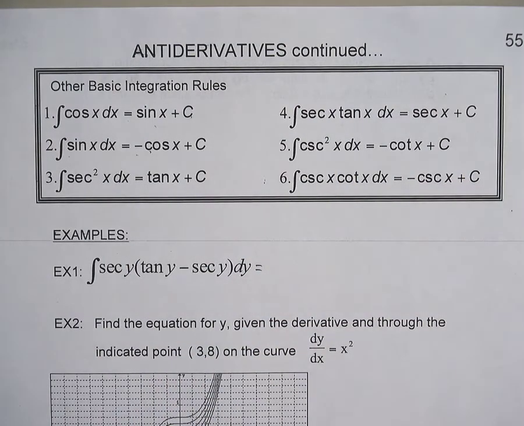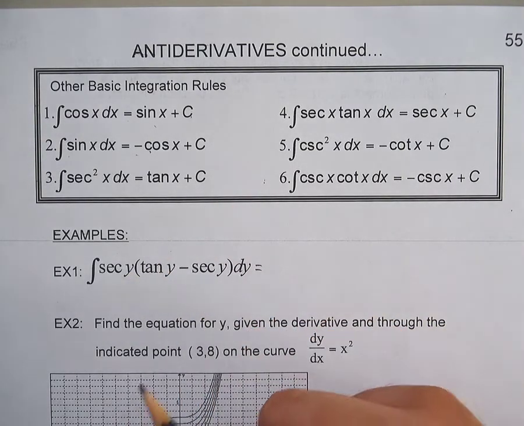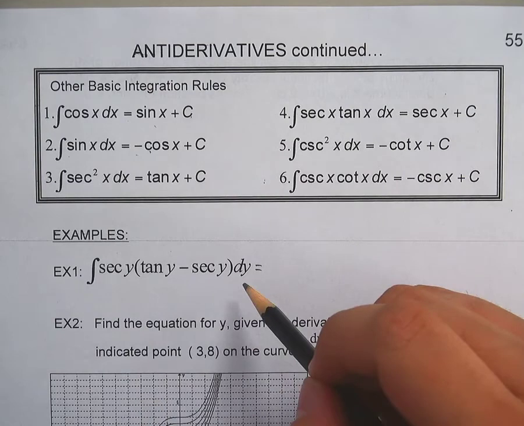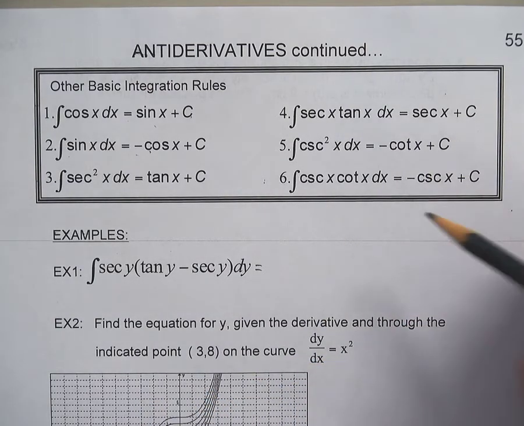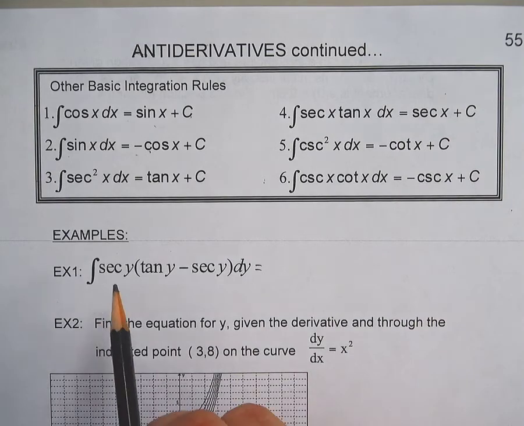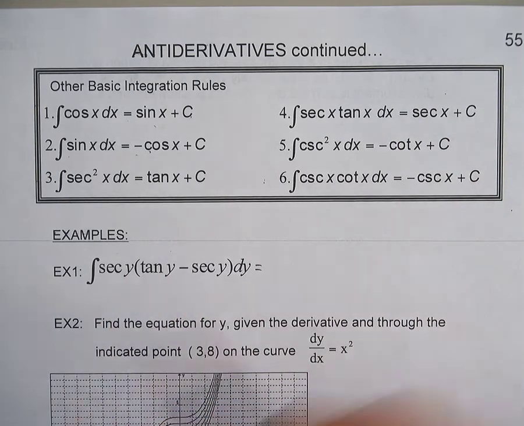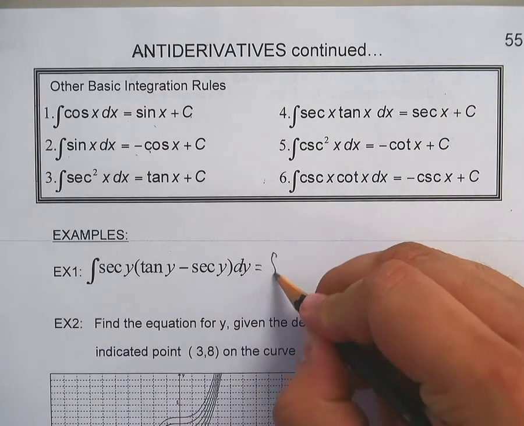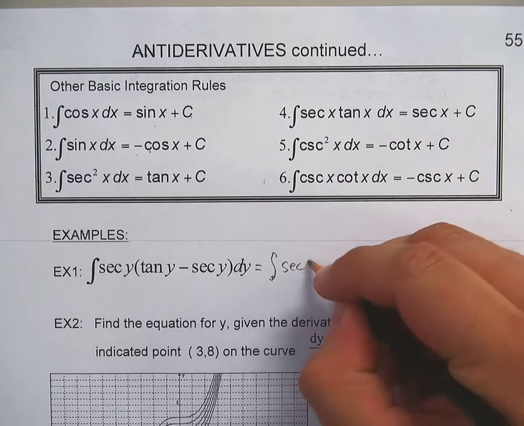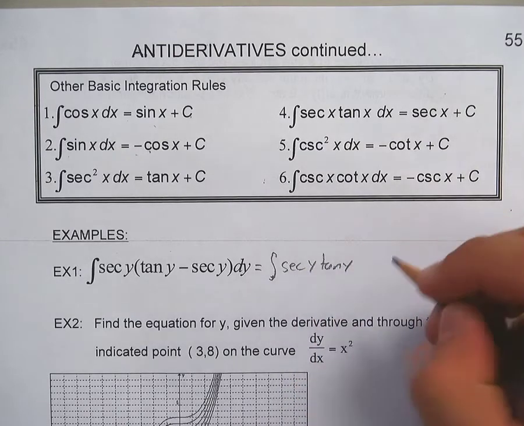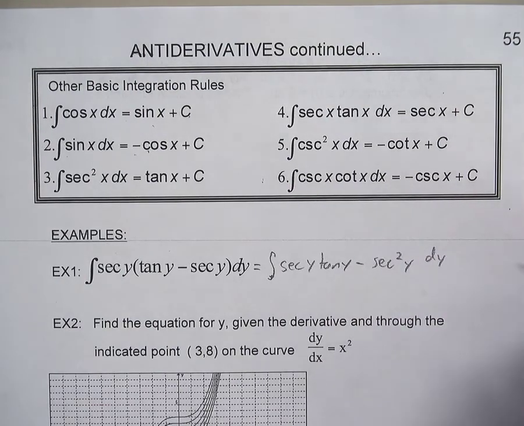So, for example, number 1 here, find the integral of secant y tangent y minus secant y, dy. Finding the derivative with respect to y. Fantastic. That means I don't have to do dy dx and all that junk. The first thing I would do here is multiply secant through to both of these. So it's the integral of secant y tangent y minus secant squared y dy.